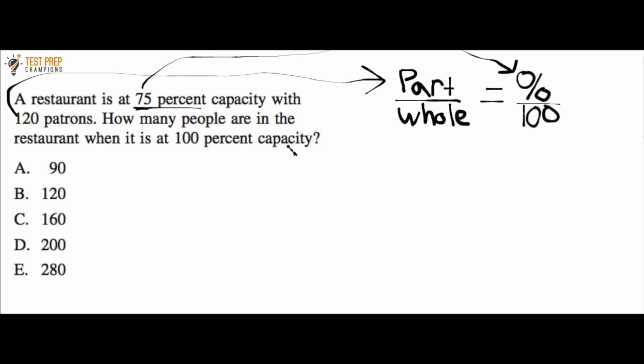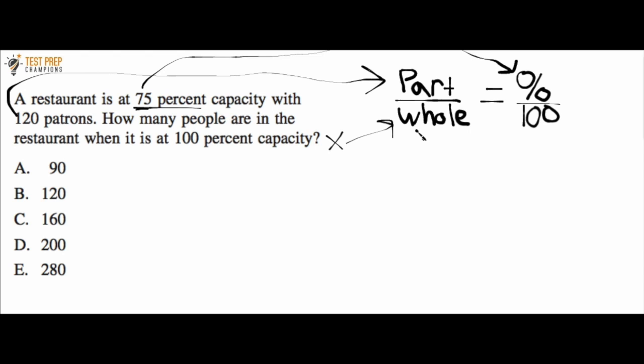So again, how many people are in the restaurant when it's at 100% capacity? Well, if it's 100% full, logically and common sense says that there has to be more people than when it's at 75%. All right. So when it's at 100% capacity, the whole thing is full. So the number that we are trying to figure out is the whole. We don't know what that is. So I'm going to just take an x and put an x into the formula for the whole because that's what we're trying to figure out here.